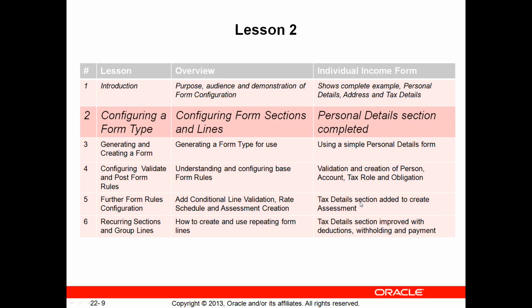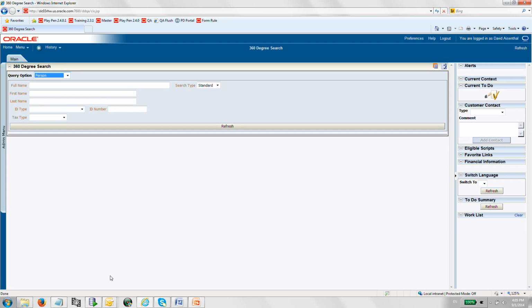Welcome to Lesson 2, Configuring a Form Type. Here we are going to concentrate on the main important parts of creating a form type, which are configuring the form section and lines. And by the end of this lesson we would have completed the personal details section of a simple individual income form that we're going to then use in later lessons.